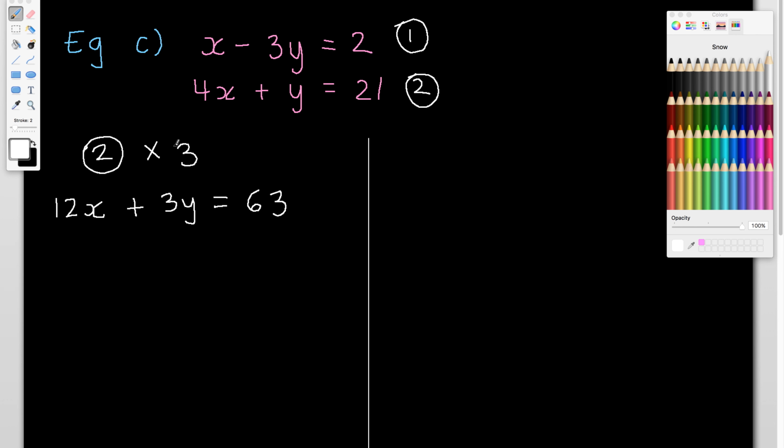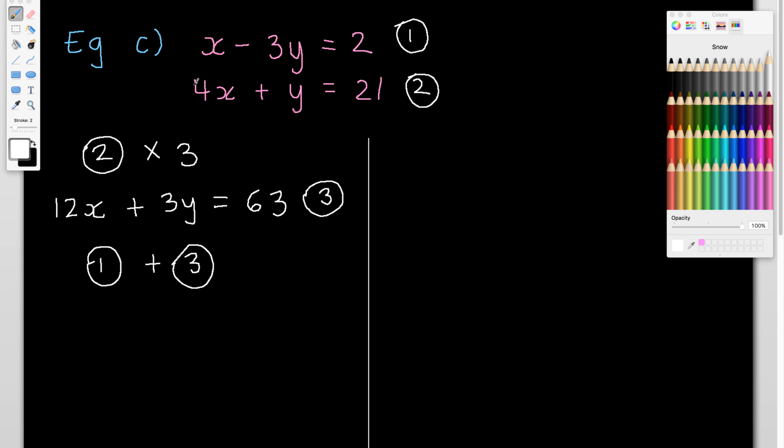By doing this, I've created a third equation. I'm going to call this equation 3. Just put a circle around it. So I've got equation 1, 2, and 3 now. Now I'm going to work with equation 1 and 3. I'm going to add them together. The reason I want to do that is you'll see I've got minus 3y, and in this one I've got positive 3y. So when I add them together, they're going to eliminate.